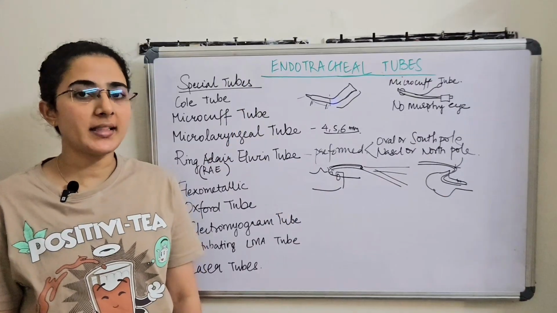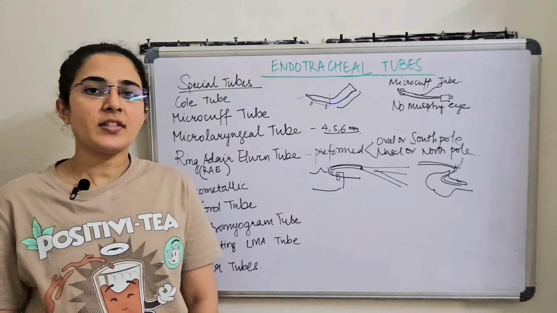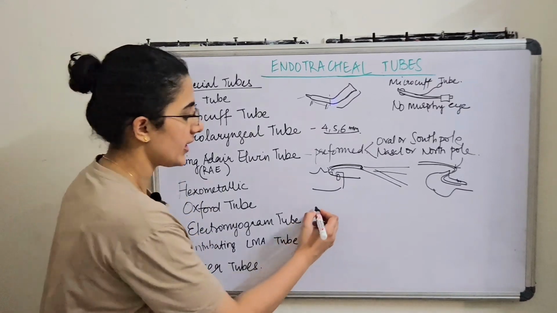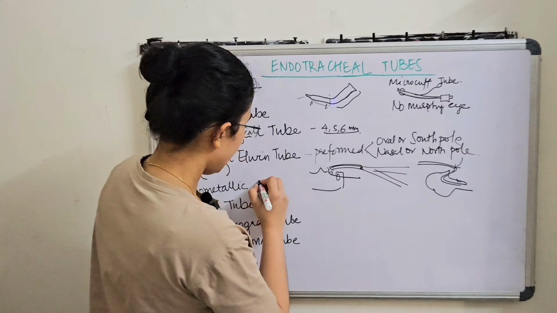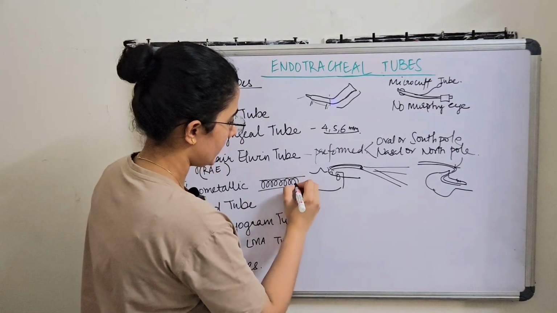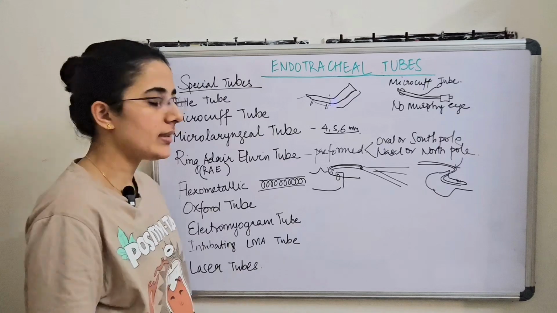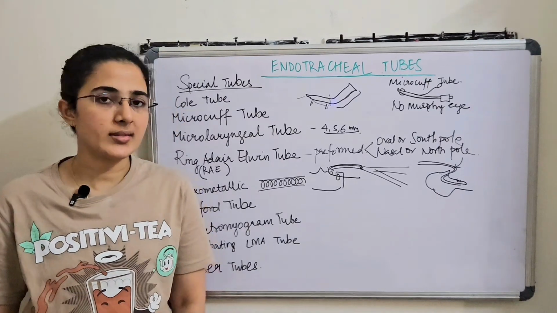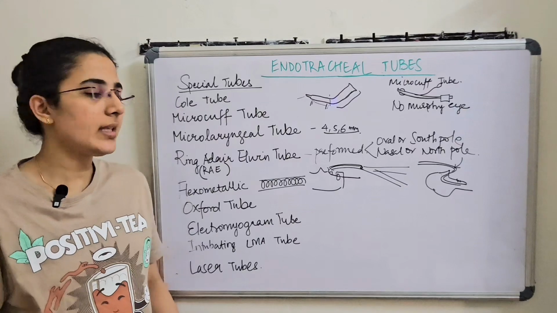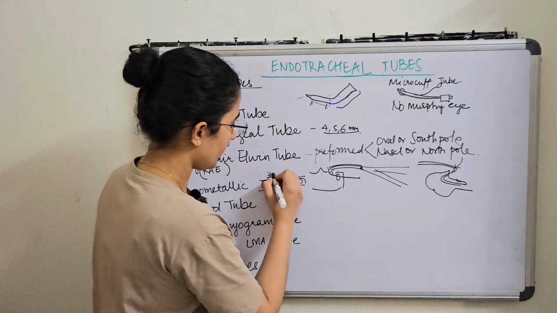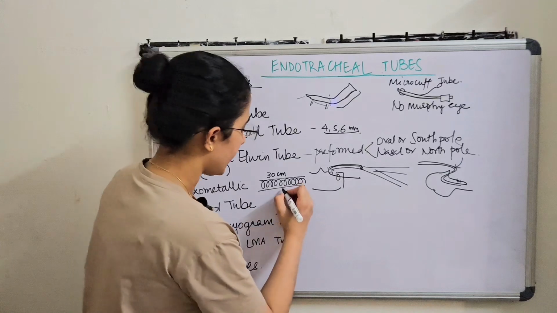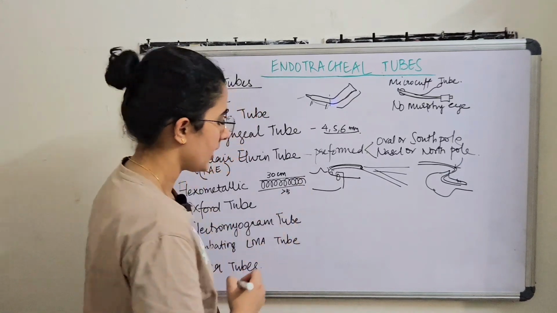Next, we'll be seeing the flexometallic tubes. The flexometallic tubes consist of a metallic or nylon spiral, a metal spiral that passes throughout the length of the tube. These flexometallic tubes usually come in a standard length of 30 centimeters, and they're usually available in sizes more than 5.